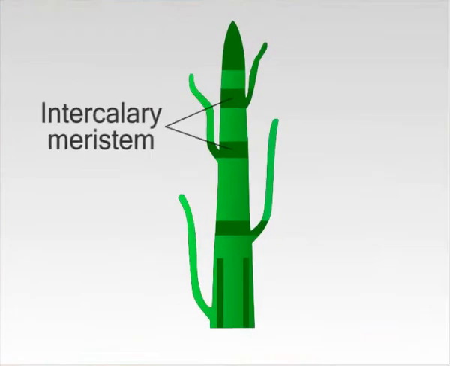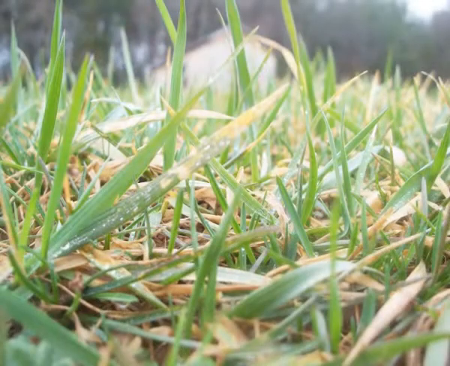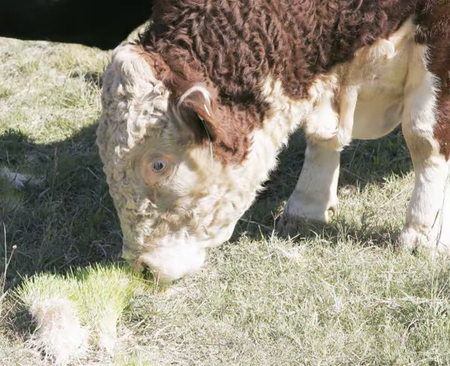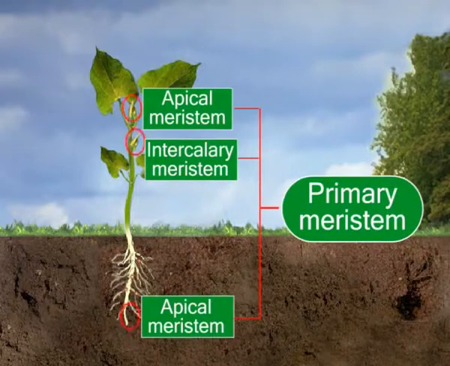between the permanent tissues, that is, the meristem located at internodes, the base of node, petiole, pedicel, etc. They occur in grasses and regenerated parts, removed by the grazing herbivores. As already discussed, both apical meristems and intercalary meristems are primary meristems because they appear early in the life of a plant and contribute to the formation of the primary plant body.